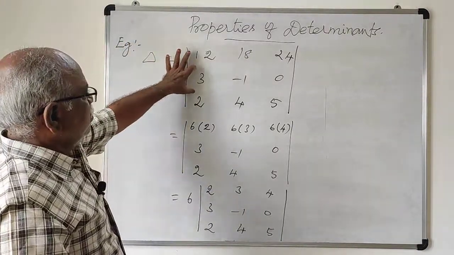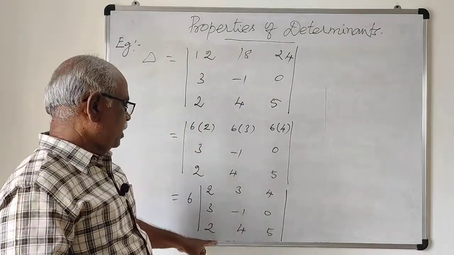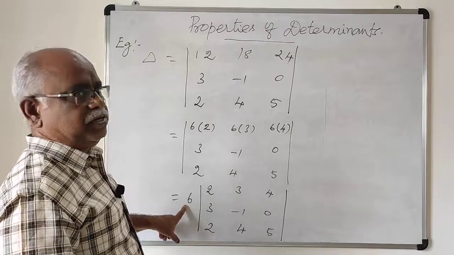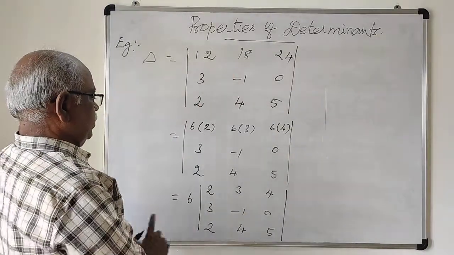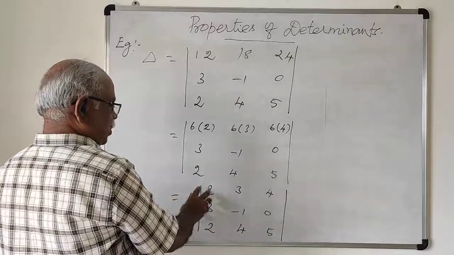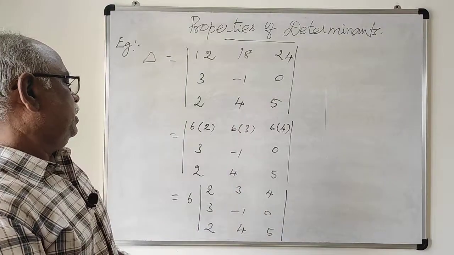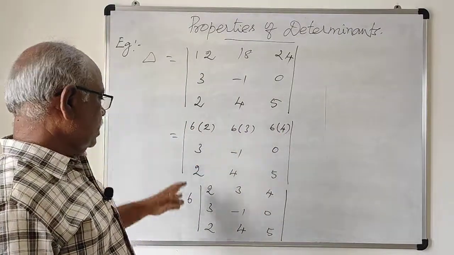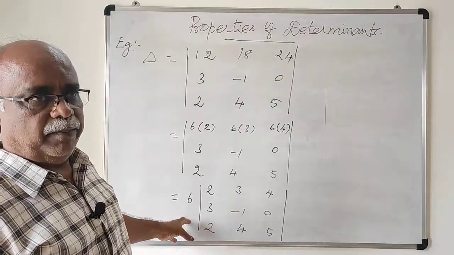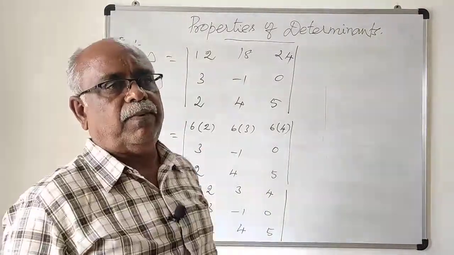This is the value of the determinant. It is enough if you find the value of this determinant and multiply it by the constant 6, you will get the value of the other determinant. If you want, you can check. Just expand the determinant, multiply the value by 6, and it is equal to the value of this determinant. That is the property. If in any row or any column the elements are multiplied by a constant, the constant can be taken outside of the determinant, or the determinant itself is multiplied by the same constant. That is property 4.